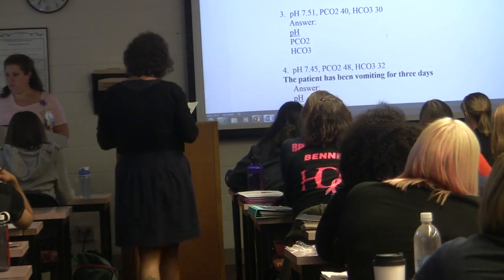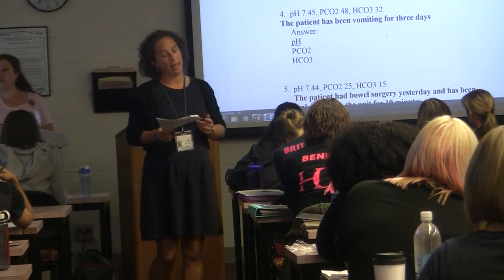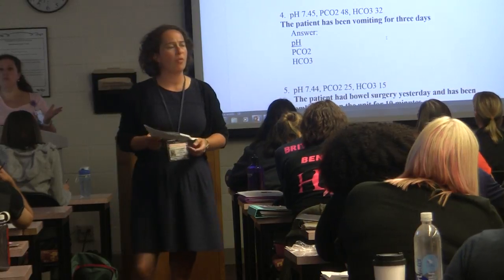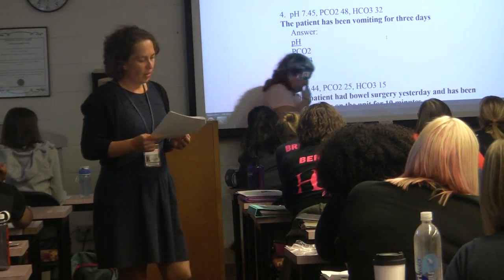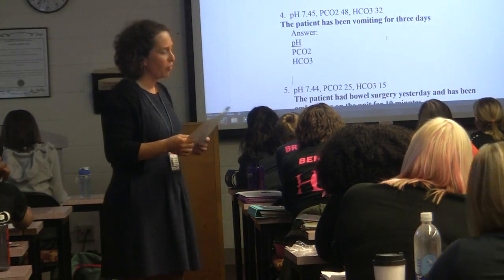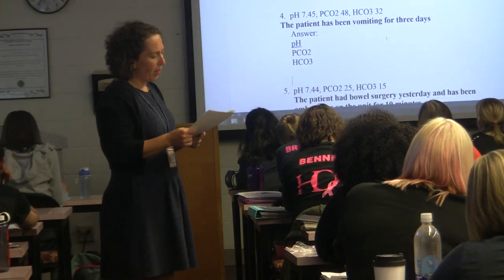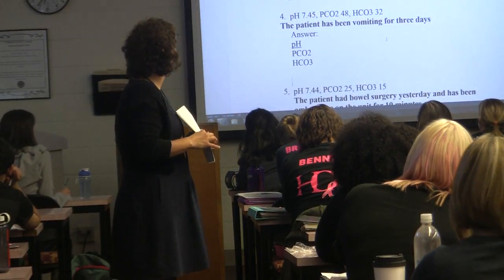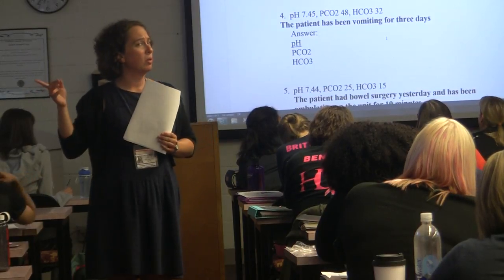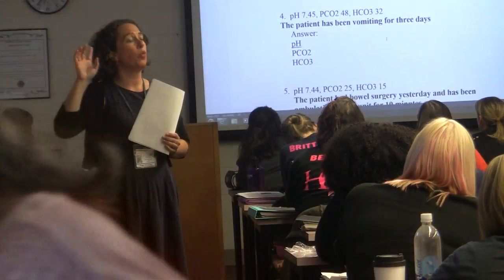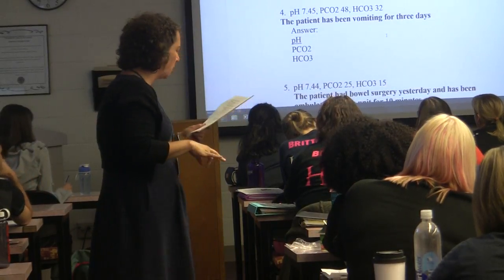Appreciate it. Number three. The pH, well, you can say words are better now, but I'll just keep yelling because I can. pH is 7.51, which is? Okay. The CO2 is 40. Okay. And the bicarb is 30. Okay. So it's a little high. What's the range? The range for bicarb is 22 to 26. So what is this patient in?